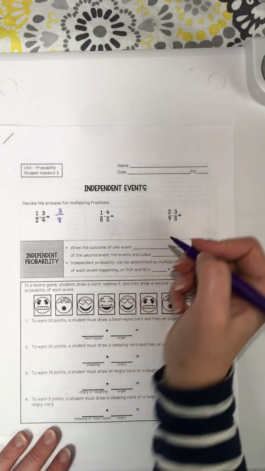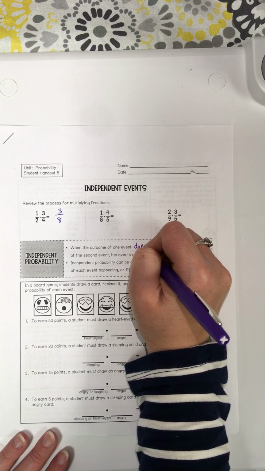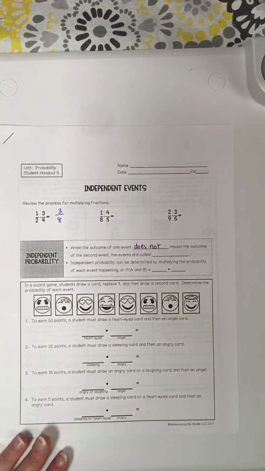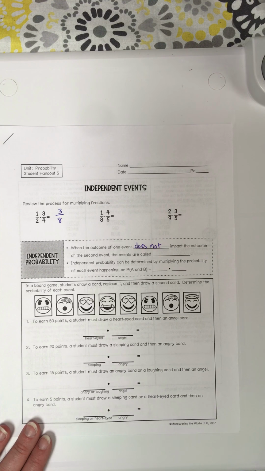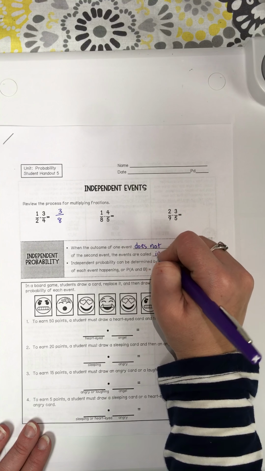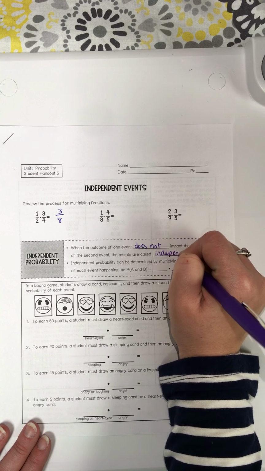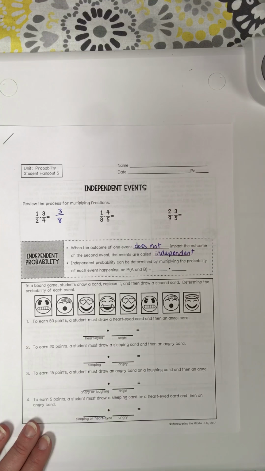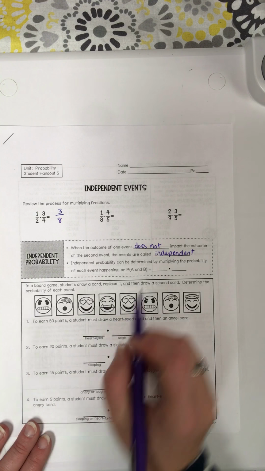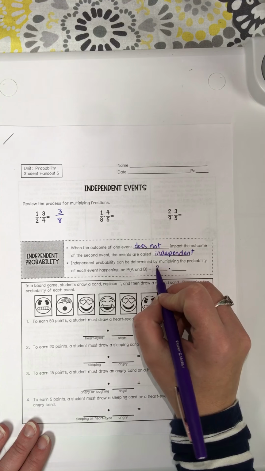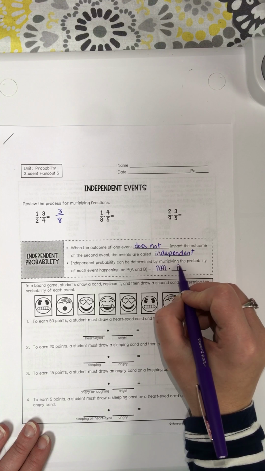When the outcome of one event does not impact the outcome of the second event, the events are called independent. Independent probability can be determined by multiplying the probability of each event happening, or probability of A and B. So we would say the probability of A times the probability of B.